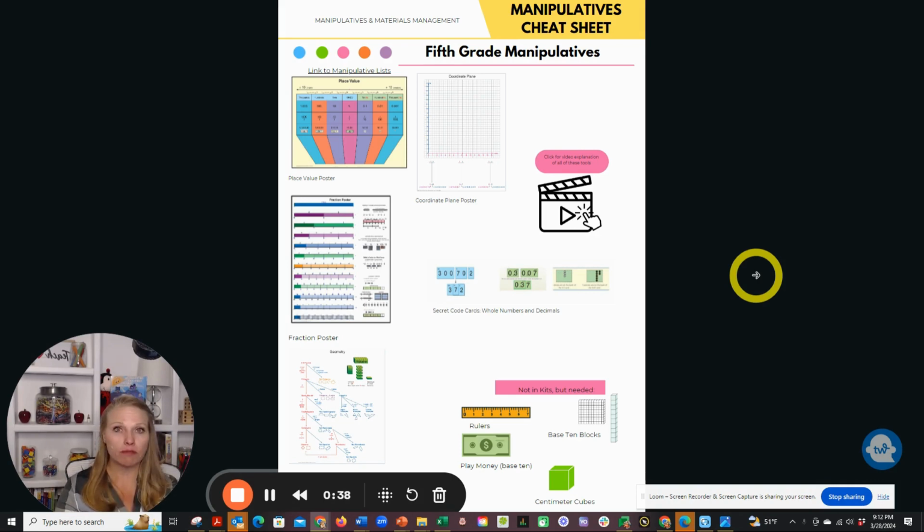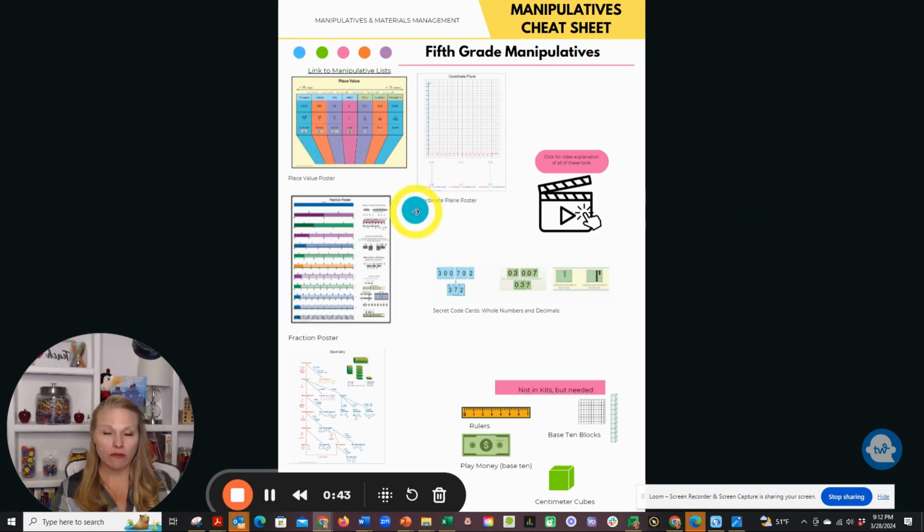And then you have a teacher modeling kit. That's a separate kit that you can buy that has all of these tools in it, all of your posters and the demonstration tools that the teacher would use as they teach their lesson.